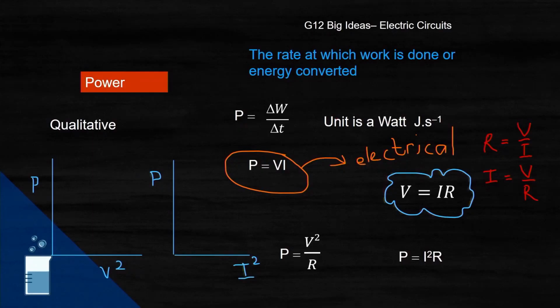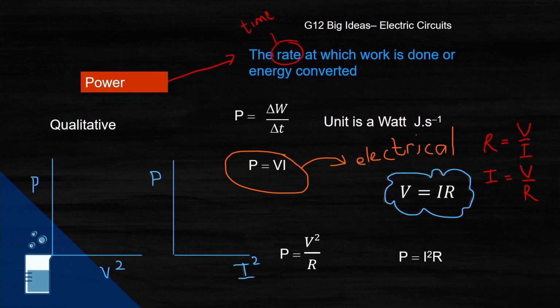So power, how do we define power? Power is a rate. It is how fast. It is about time. And the definition is the rate at which work is done or energy is converted. That is our definition for power.